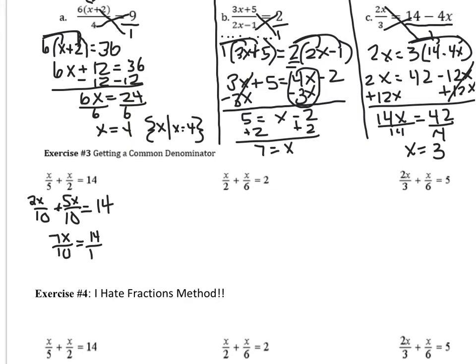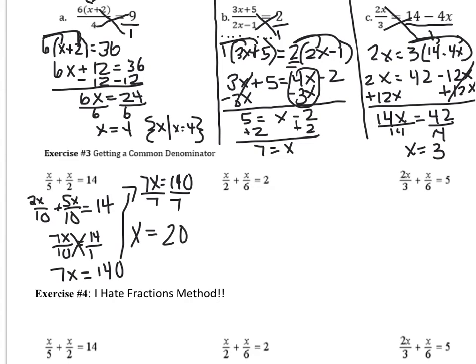And now that we've added those fractions, we have a fraction set equal to a fraction. We can cross multiply to solve it. 7x times 1 gives me 7x. The equals goes in the middle. And 10 times 14 gives me 140. I end up with 7x equals 140. To finish getting x by itself, I divide both sides by 7, and 140 divided by 7 is 20. You get x equals 20.